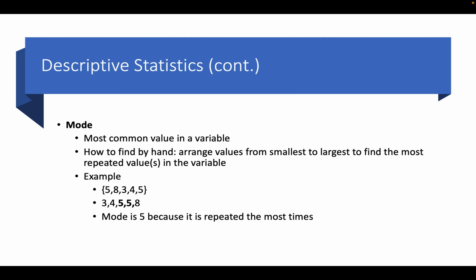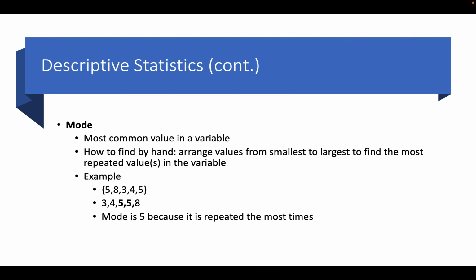The mode is simply the most common value in a variable. By hand, we can simply arrange the values in our data set from smallest to largest and find the one that is the most repeated value for that particular variable. For example, for a very small data set, say values of 5, 8, 3, 4, and 5, we just rearrange the values from smallest to largest, 3, 4, 5, 5, and 8, and the mode is 5 because it is repeated the most times, twice in this small data set.